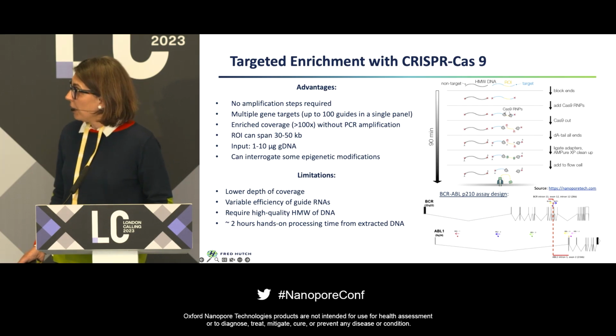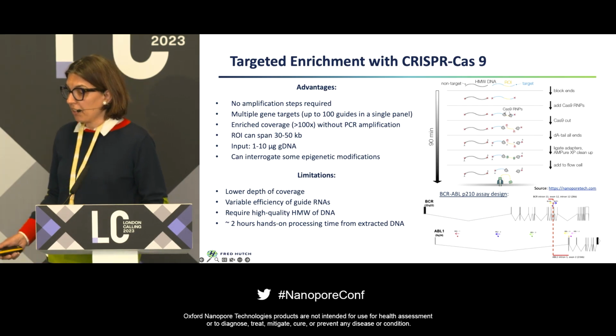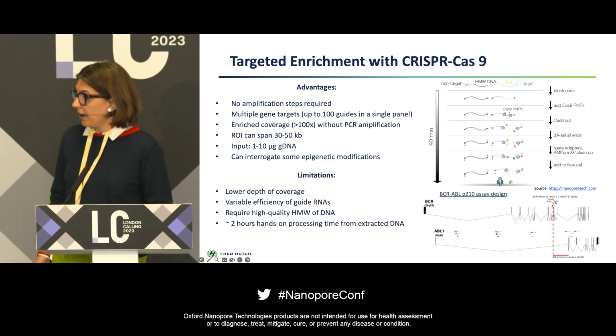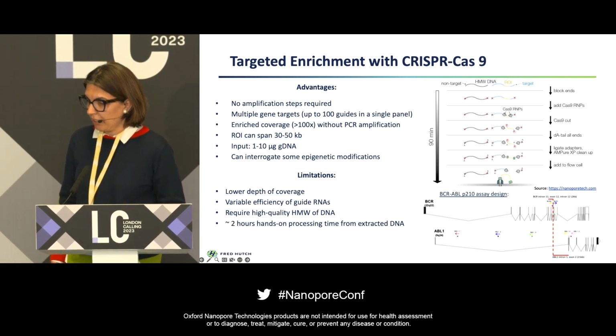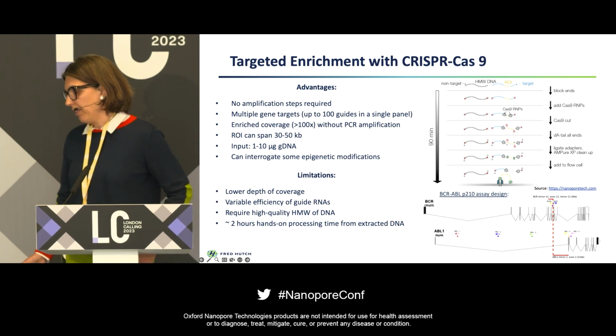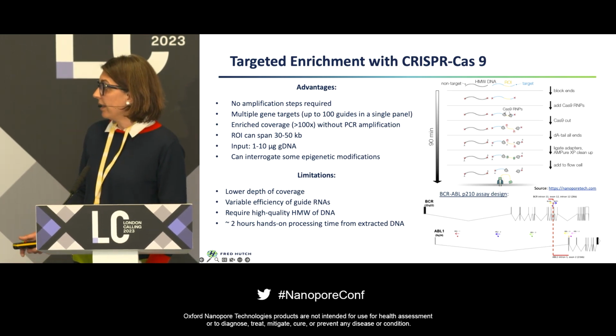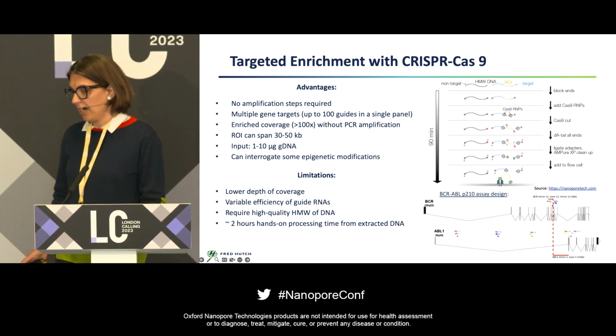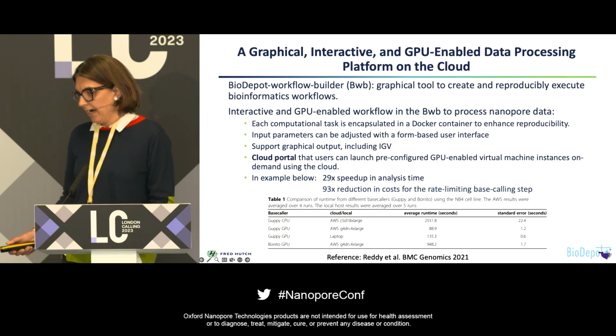For that, we decided to go with the enrichment protocol using CRISPR-Cas9, and it doesn't require amplification, so that was really attractive. We thought it would give enough coverage, with an achievable amount of starting specimen. So we designed guides that would target all the genes that are involved in recurrent translocations in acute myeloid leukemias.